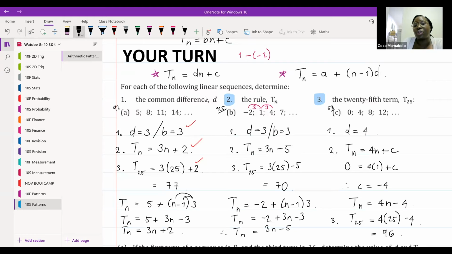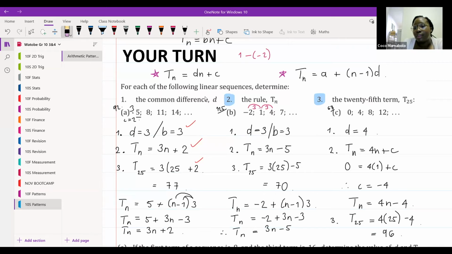What some kids have been taught is that if you want to find C, you can just take T1 minus the common difference. So we can take 5 minus 3, and that will give you C. C is equal to 2. They are 100% on point. It's called T0, and you can do that.